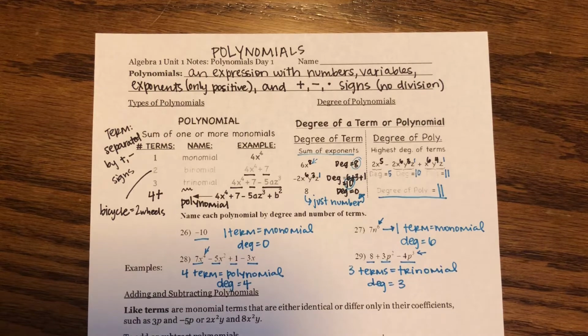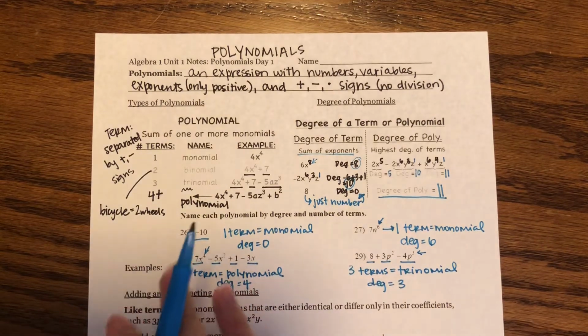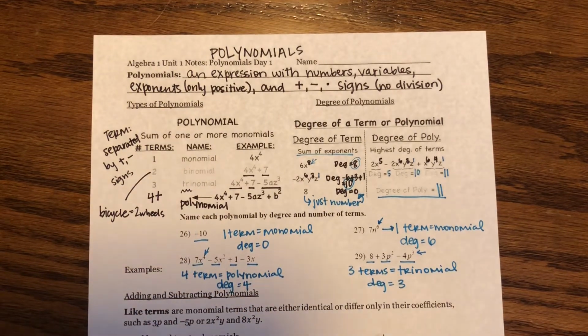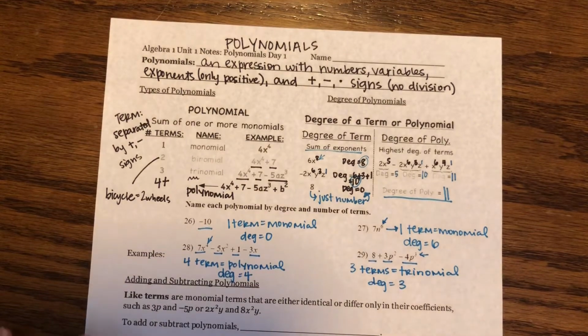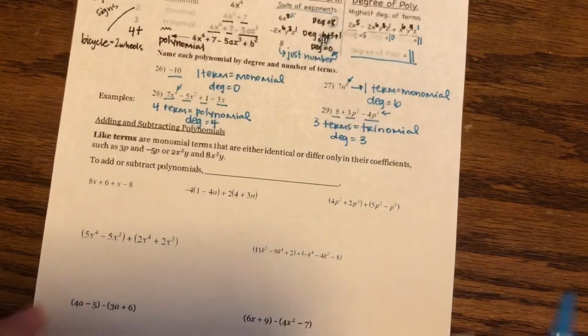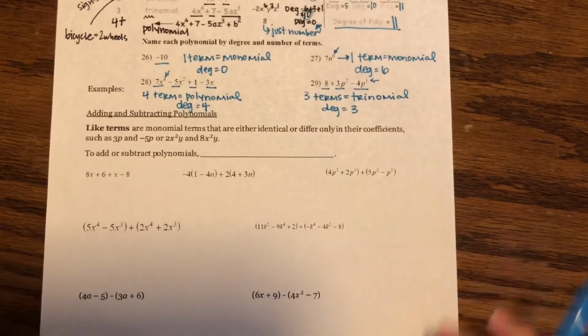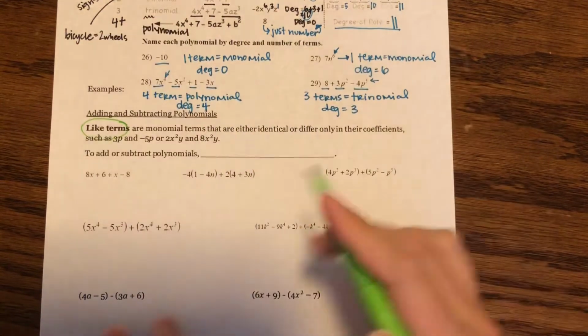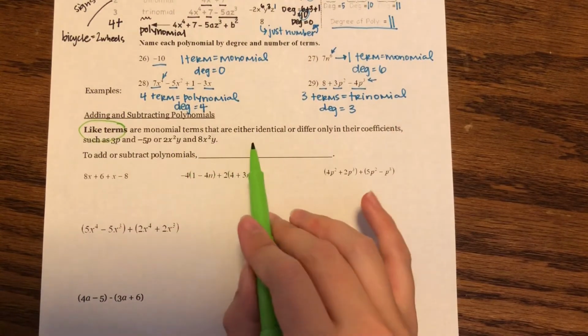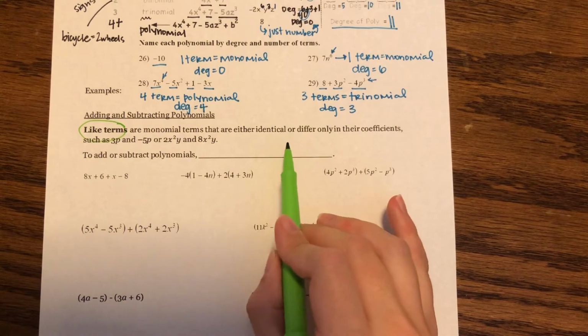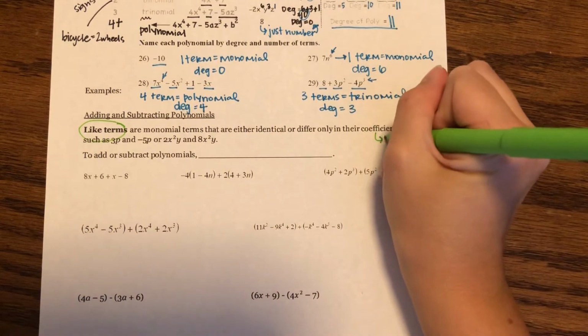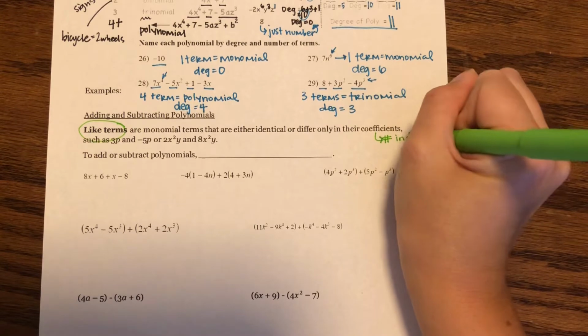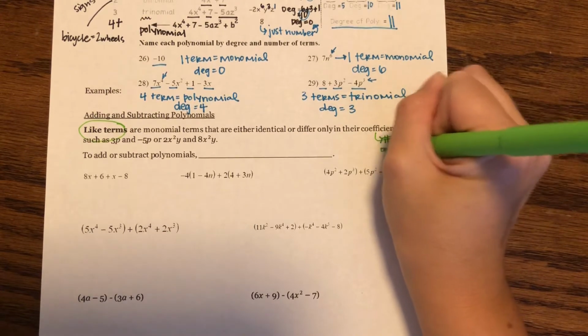Okay. So just identifying parts of these expressions and these polynomials is something we can do. The next thing we could also do is add or subtract polynomials. So that's something we're going to add to today's lesson. You've done this. You've added and subtracted polynomials. We need to look for like terms, okay? So they're monomial terms that are either identical or only differ in the coefficient. Remember, that's the number in front of the variable.